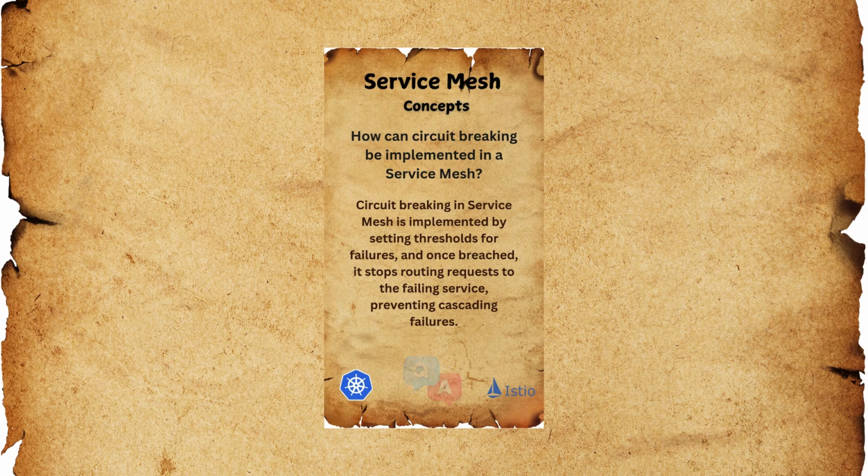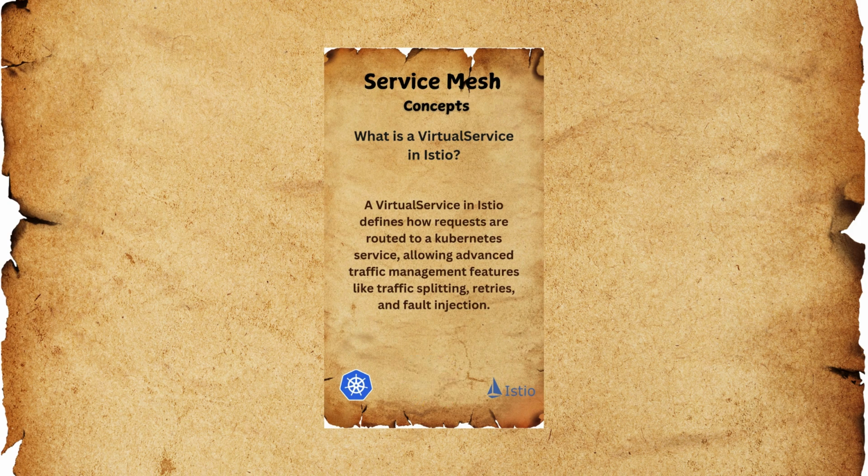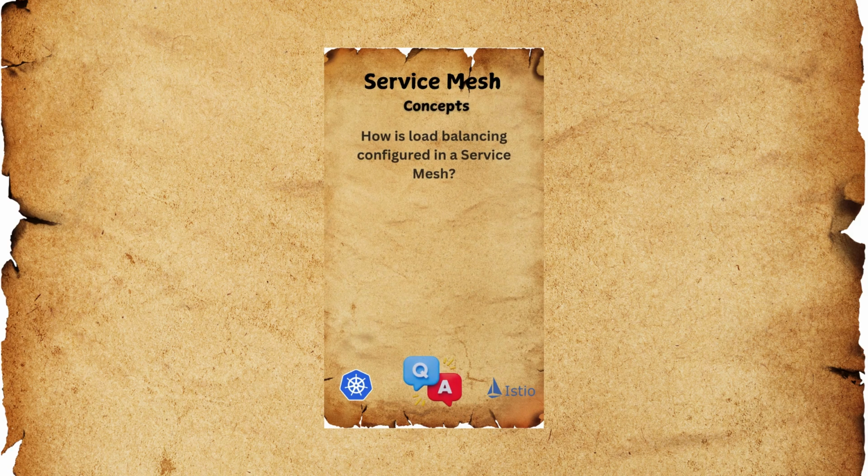Circuit breaking in service mesh is implemented by setting thresholds for failures, and once breached, it stops routing requests to the failing service, preventing cascading failures. What is a virtual service in Istio? A virtual service in Istio defines how requests are routed to a Kubernetes service, allowing advanced traffic management features like traffic splitting, retries, and fault injection. How is load balancing configured in a service mesh?